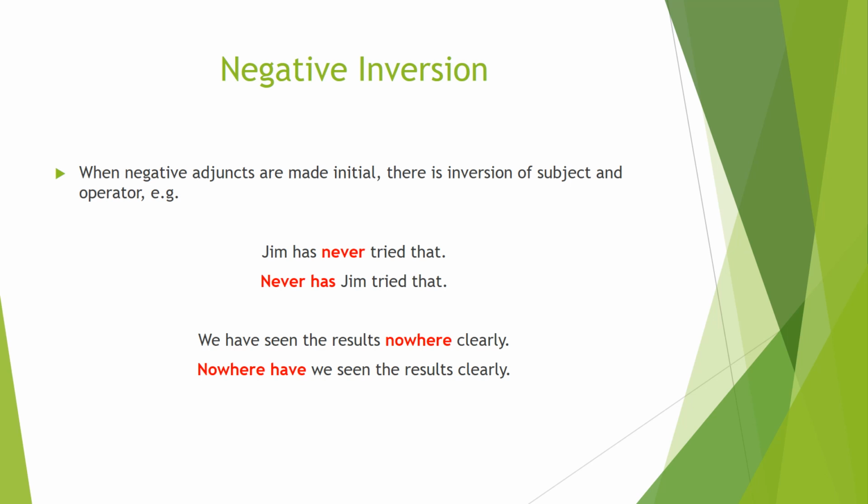Another example, we have seen the results nowhere clearly. This sentence is made negative by using a negation agent, an adverb of negation, which is nowhere. When I want to put nowhere at the beginning in order to put an emphasis on it, I am doing another change in the structure of the sentence, which is putting the operator before the subject. So the sentence becomes, nowhere have we seen the results clearly.